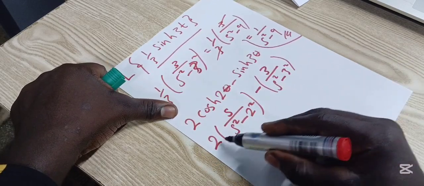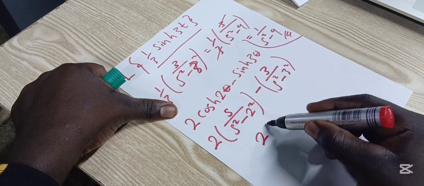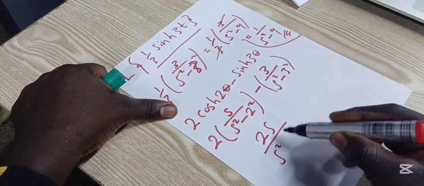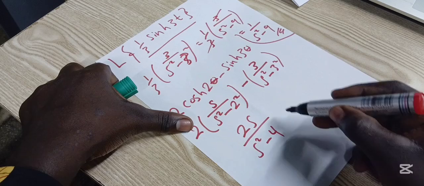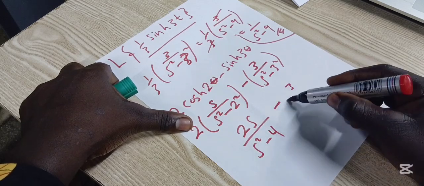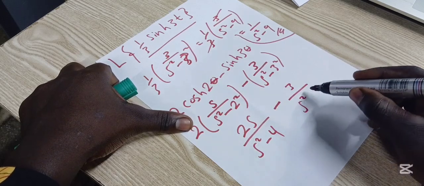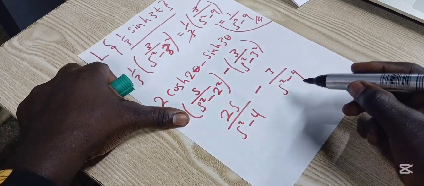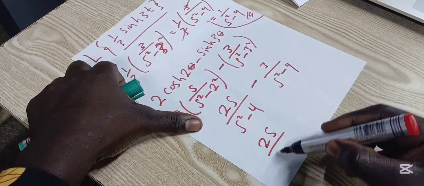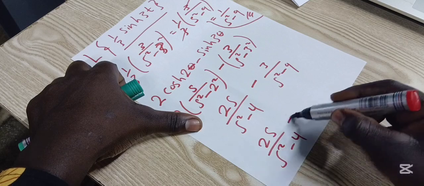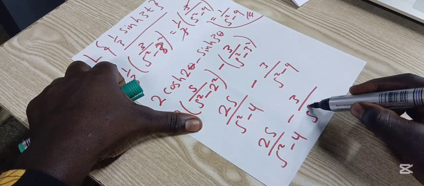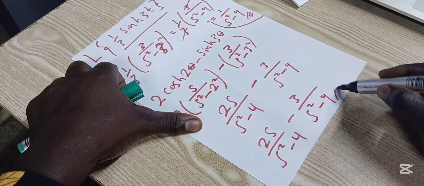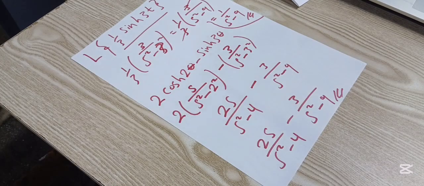Let's further simplify it. So 2 multiplying this will give us 2s over s squared minus 4, minus 3 over s squared minus 9. So our final answer is 2s over s squared minus 4 minus 3 over s squared minus 9. So that is it for this problem. Notice that s is assumed to be a real number and it is greater than 0.